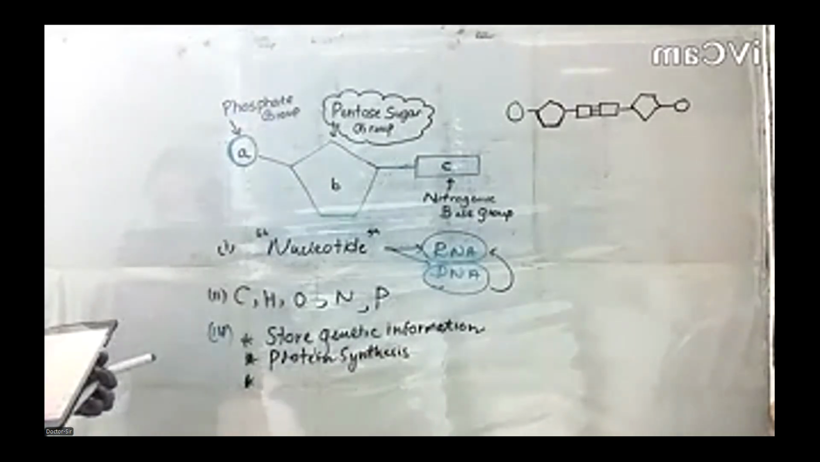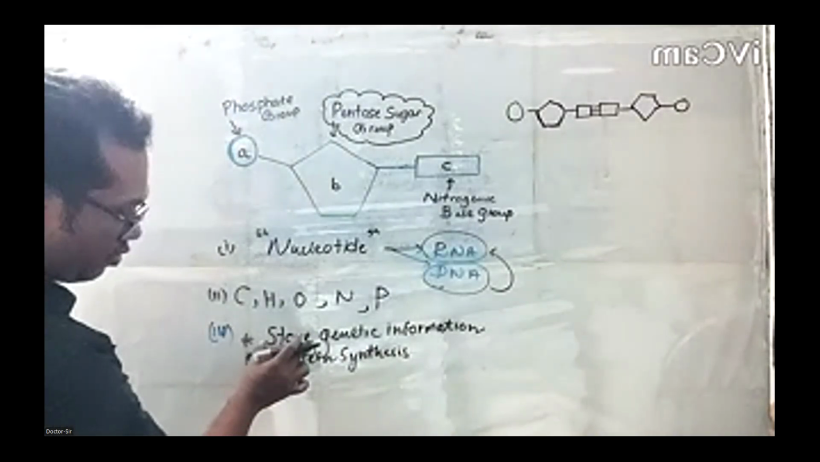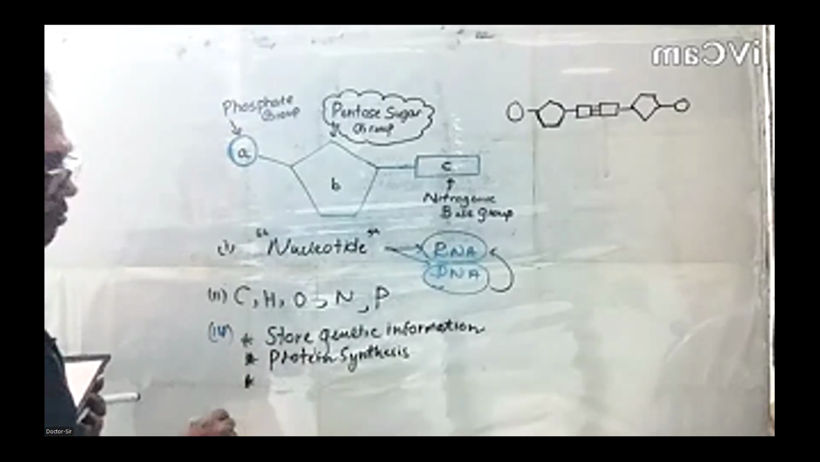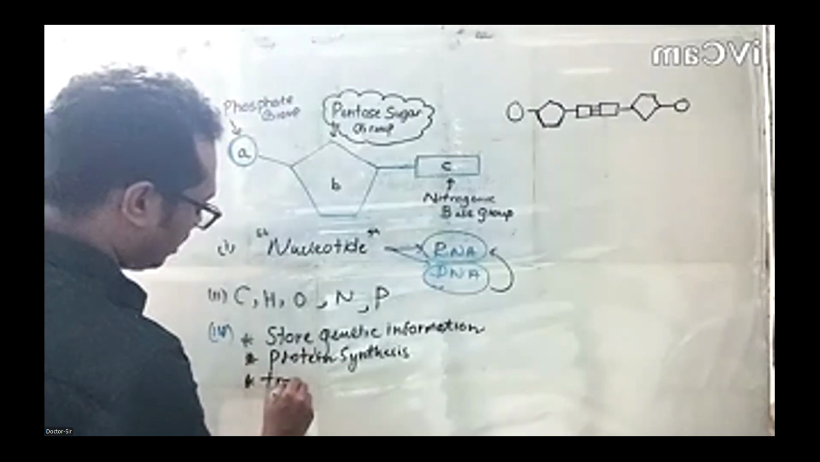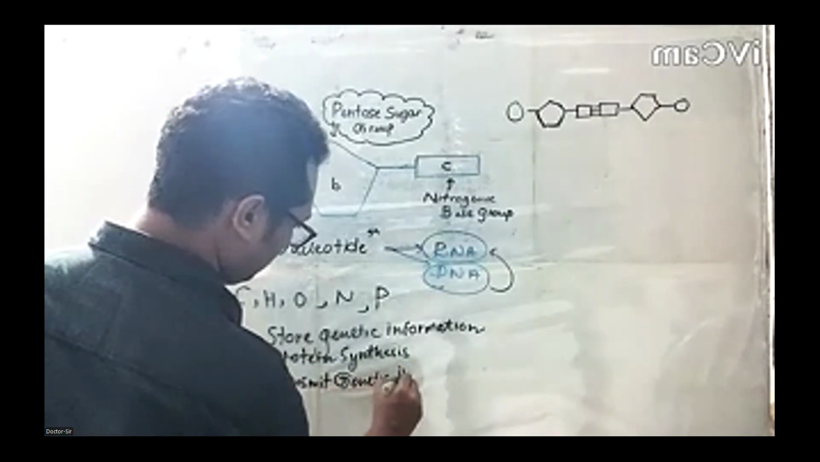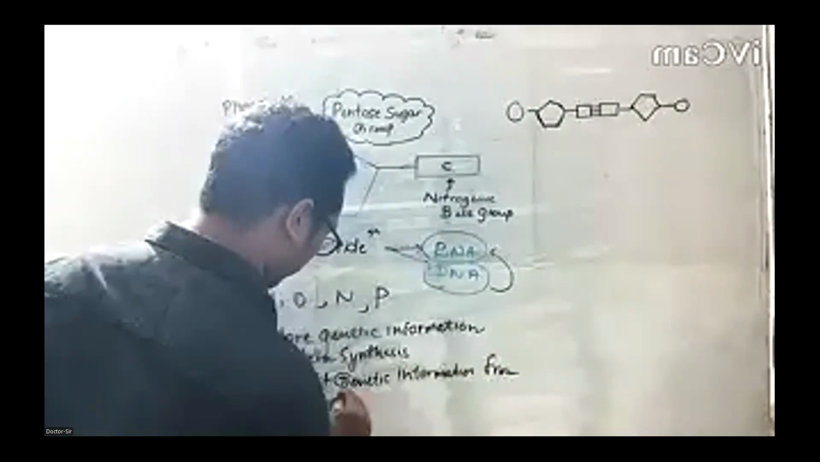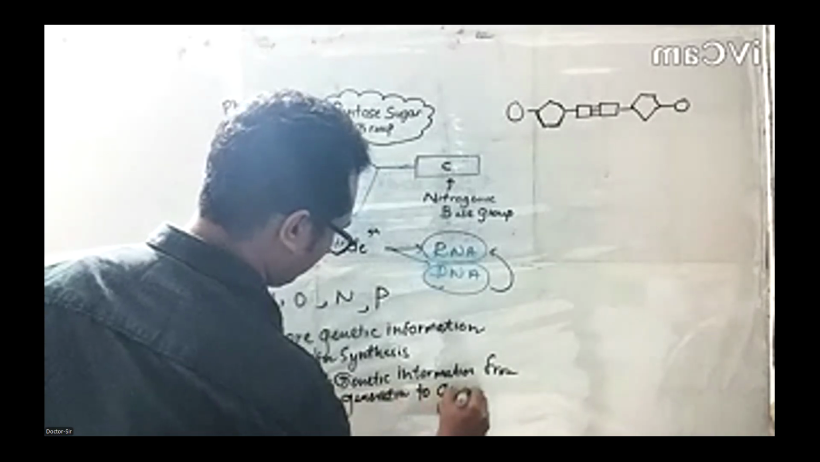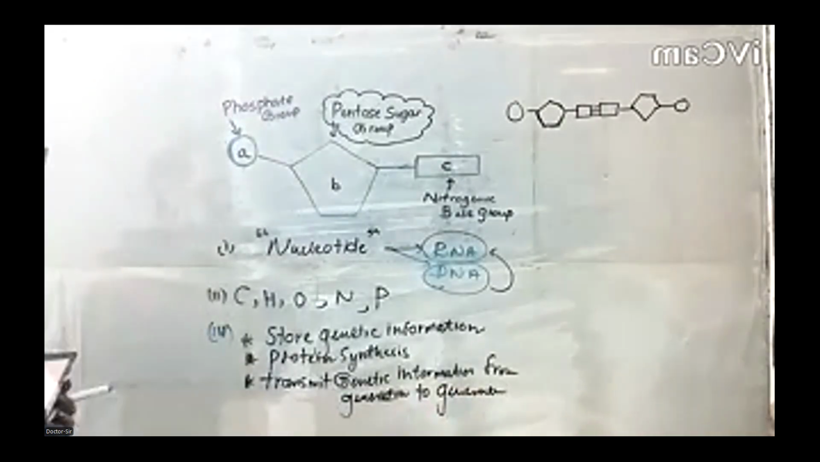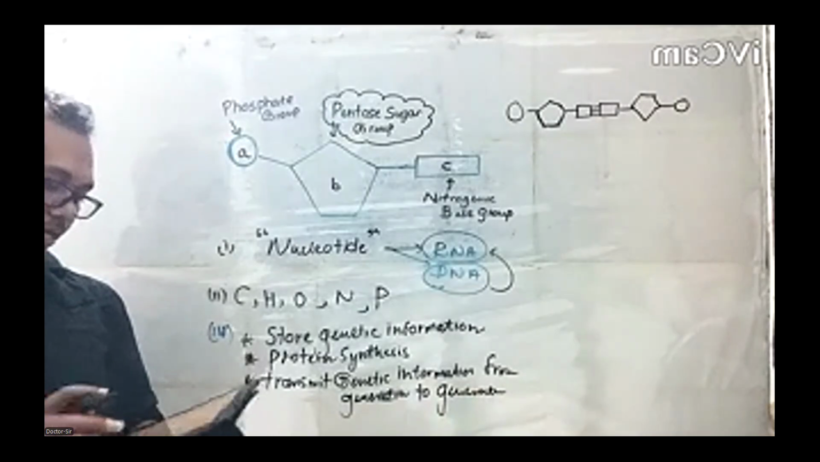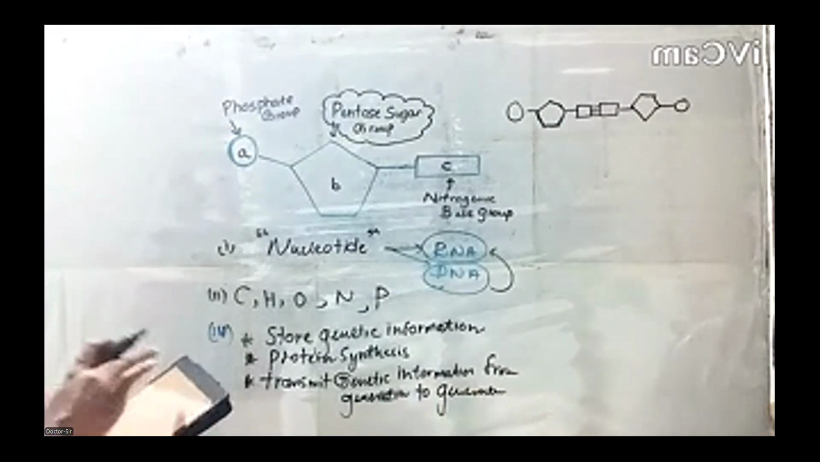Another one: not only do they store the genetic information, importantly they are transmitted from generation to generation. So another one is transmitting genetic information from generation to generation. Basically, these are the two main things, so you can write down as you wish.